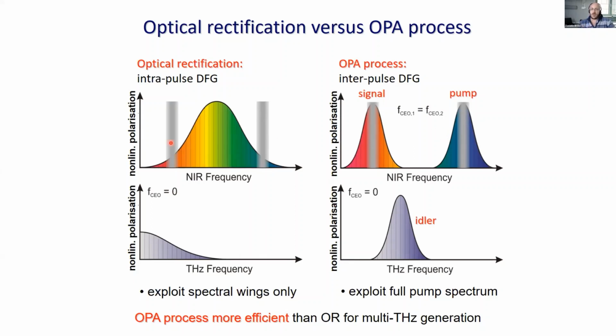Because the more bandwidth you want to achieve with optical rectification, the more you go to the tail of your spectrum. The intensity at the tail of your driving spectrum is of course lower, so is the overall energy that you can exploit to drive your nonlinear process. In terms of just counting the photons, you don't have enough possibilities to obtain this difference frequency generation. So the interpulse DFG is intrinsically more efficient for multi-THz generation, so again, generally from terahertz to mid-infrared.